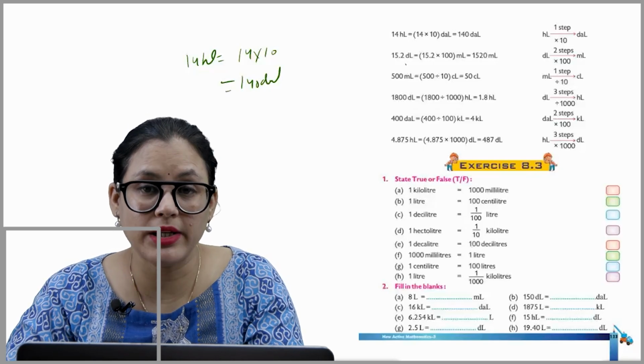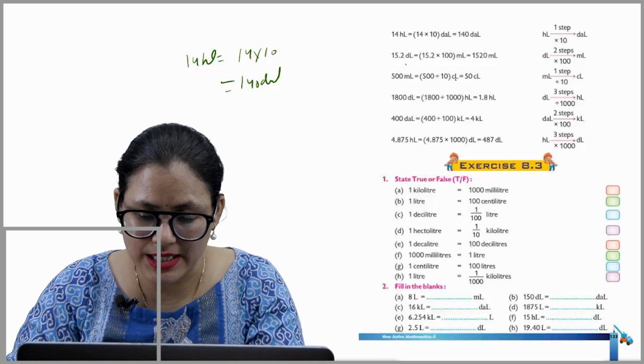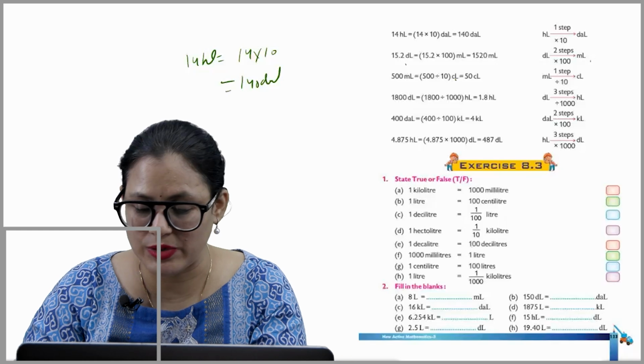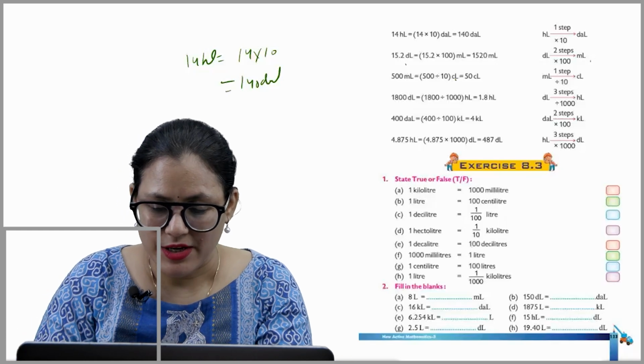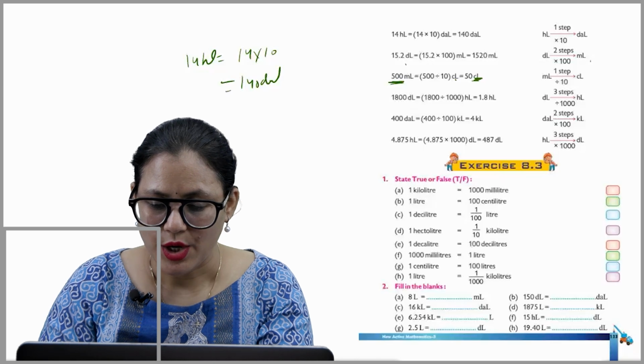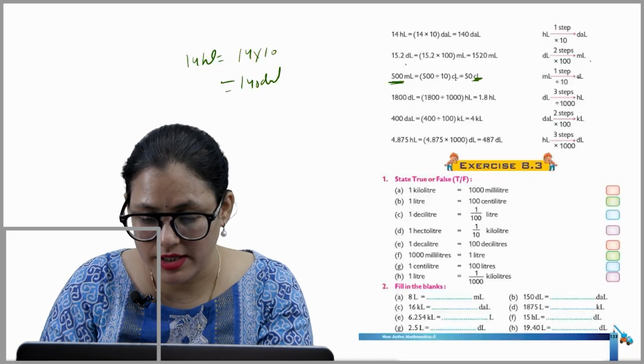Okay. Next, 15.2 decaliter, you have to convert it into milliliter. So what will you do? Multiply, and there are two steps, decaliter to deciliter to milliliter. There are two steps, so you will multiply by 100. Next, 500 ml, you have to convert it into centiliter. Okay. So you will divide, and there is only one step, so you will divide by 10.